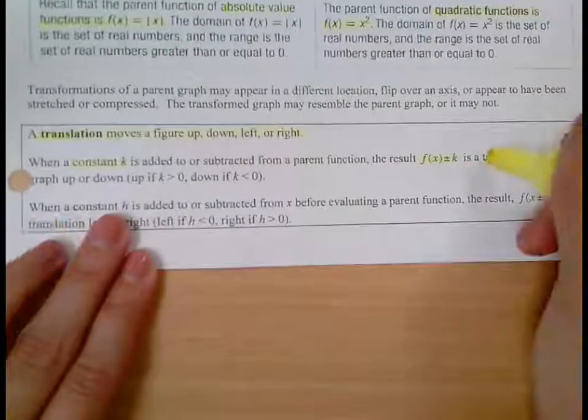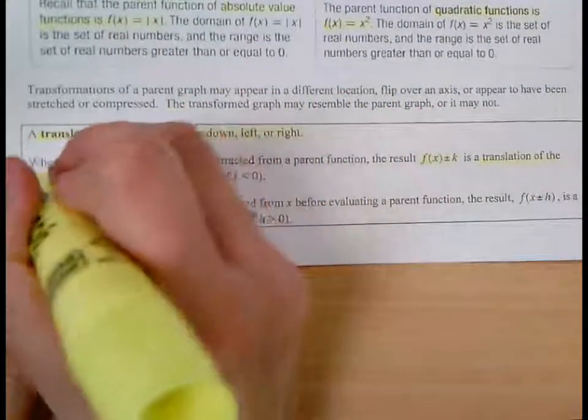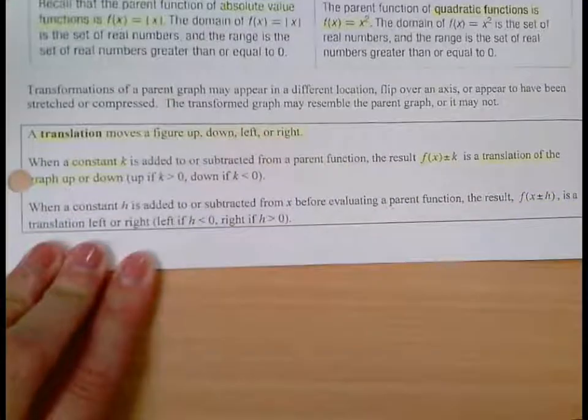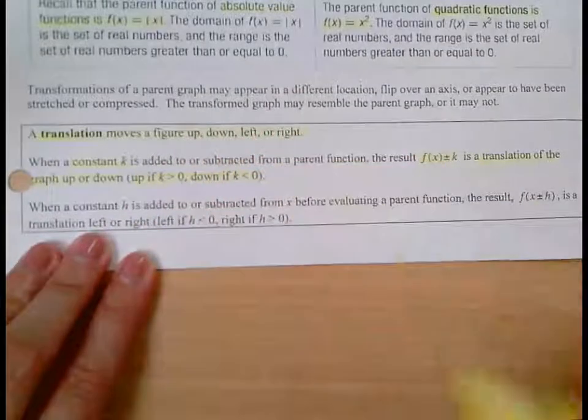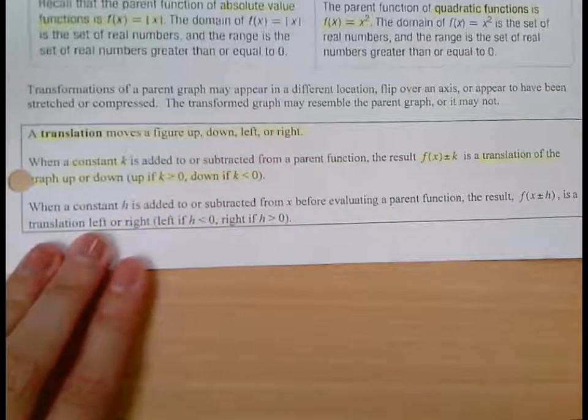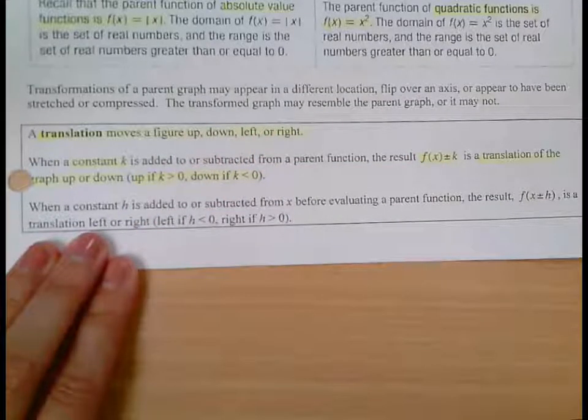This is a translation of the graph either up or down. So k is going to shift a graph up or down. If k is greater than 0, so it's positive, it shifts it up. And if k is less than 0, which is negative, it'll shift it down.